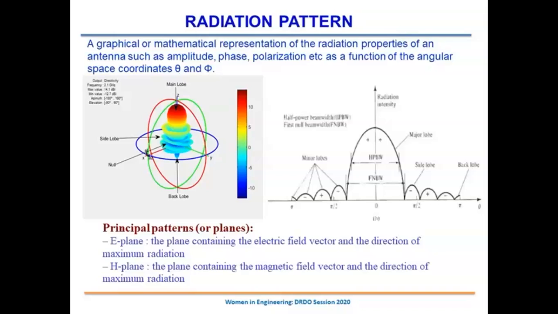So basically, it's a 3D pattern which is there in the space, and this radiation pattern is a graphical representation that will tell you the different features of the radiation pattern. It is formed in space depending upon how you excite your antenna. When we cut this into two principal planes, along the plane containing the E vector, the electric vector, we call it the E plane. And when we cut along the H plane, also at the direction of maximum radiation, we call it the H plane pattern.